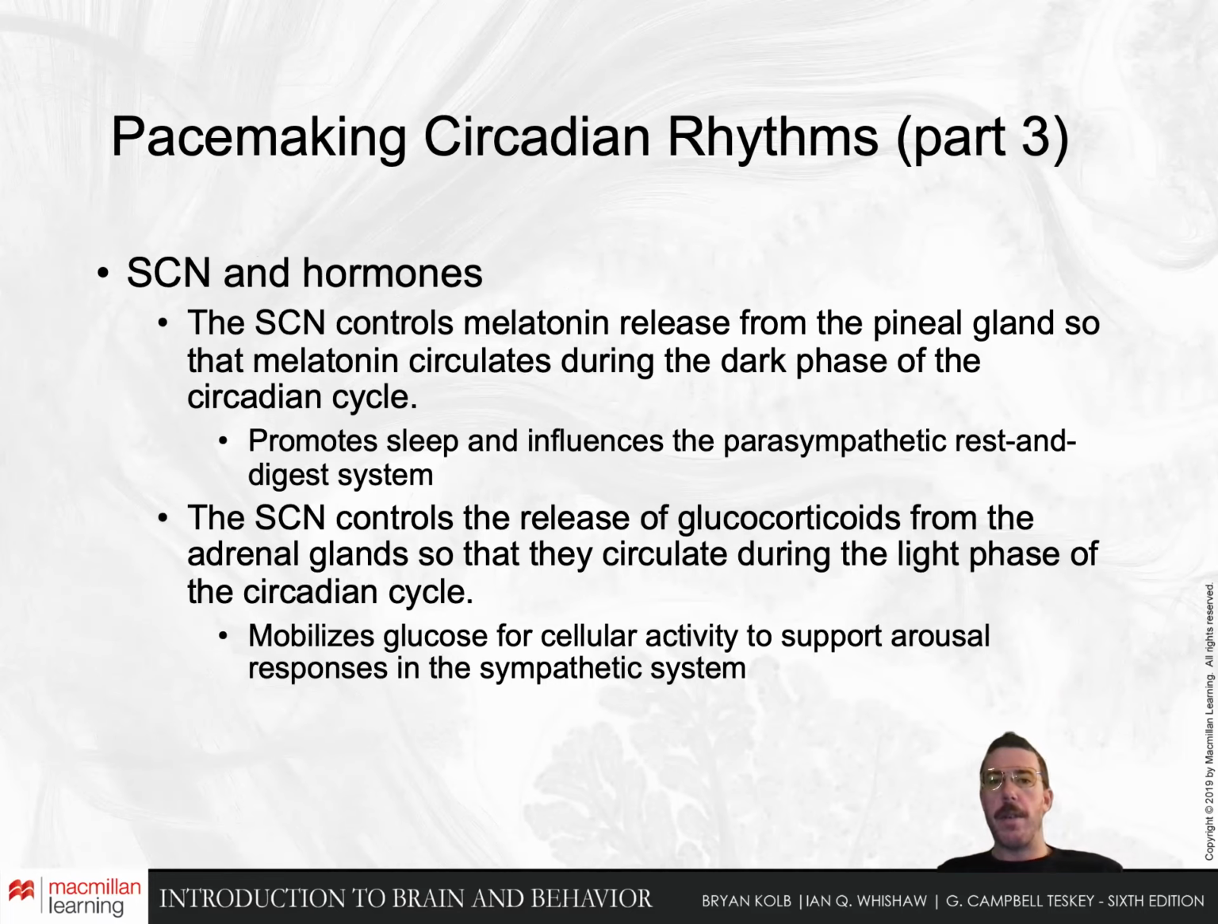So the SCN controls melatonin, we've seen, being released from the pineal gland. The normal functioning is that during the dark phase of the circadian rhythm, melatonin is released by the pineal gland. This promotes sleep and influences the parasympathetic rest and digest system. The suprachiasmatic nucleus also controls the release of steroids like glucocorticoids from the adrenal glands, like adrenaline, so that they circulate during the light phase. And so it allows your pineal gland to release melatonin during the dark phase and your adrenal gland to produce adrenaline during the light phase. And this mobilizes glucose for cellular activity and makes us ready to fight or flight.